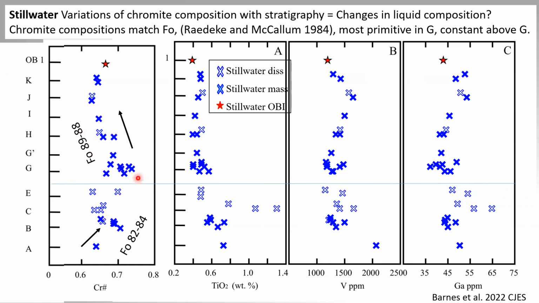So the chrome is reflecting roughly what the olivine is telling us, and it's not changing. The chrome number doesn't change that much. Titanium is very much the same above the G. Below the G, we have higher titanium, but of course we have lower forsterite. So the magma appears to have changed somewhere in here. The magma has changed to be more primitive, or there's less contamination, whichever way you want to look at it. Or Alan has some other explanation that I'm sure he can give us. The vanadium and the gallium don't change that much.